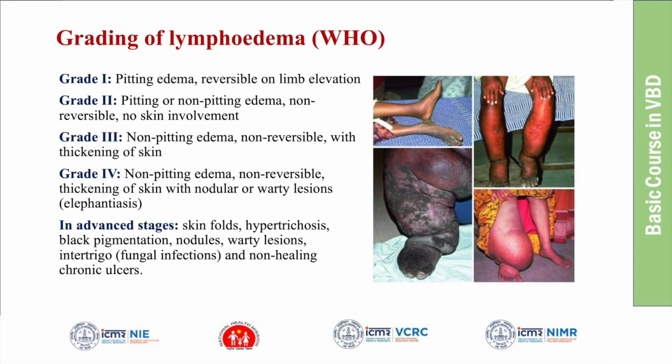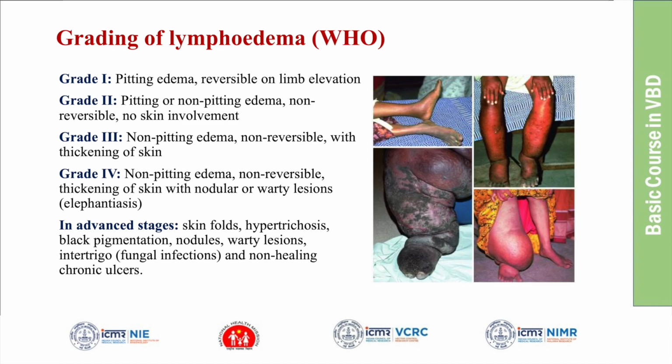So moving on to the grading of lymphedema. According to WHO, there are 4 grades of lymphedema. Grade 1 is pitting edema, and the edema will be reversible on elevation of the limb. Grade 2 can be a pitting or non-pitting edema, and usually the edema is non-reversible. That is, even on elevation of the limb, the edema will not reduce. The swelling will be there. Also, there won't be any sort of skin involvement in grade 2.